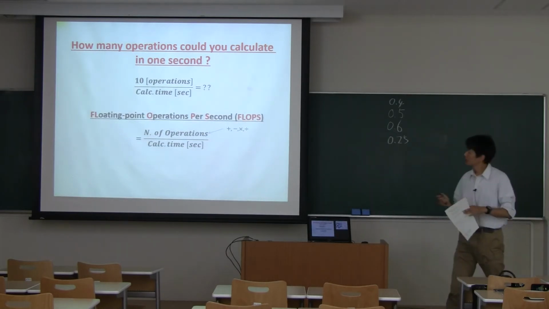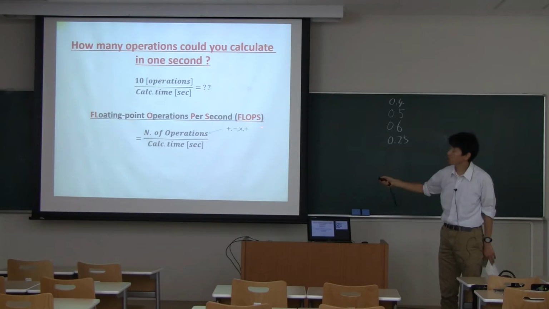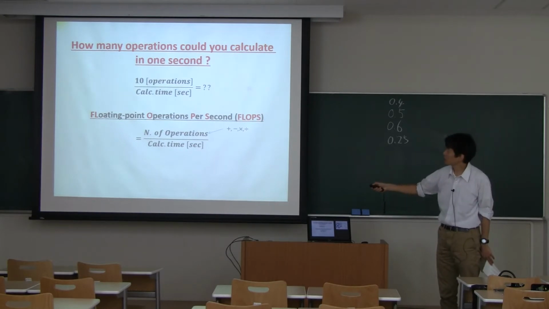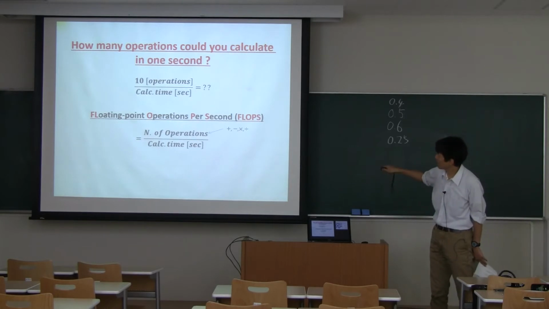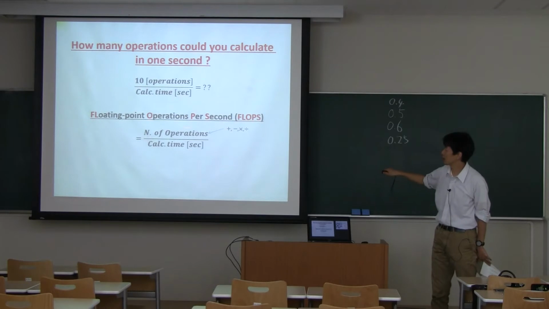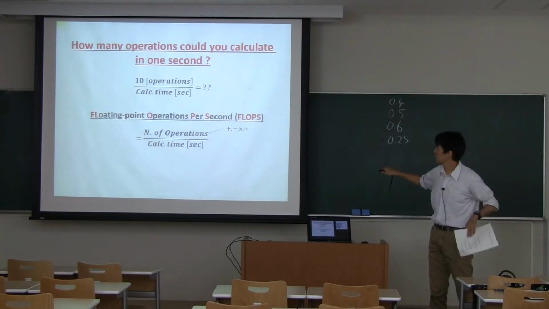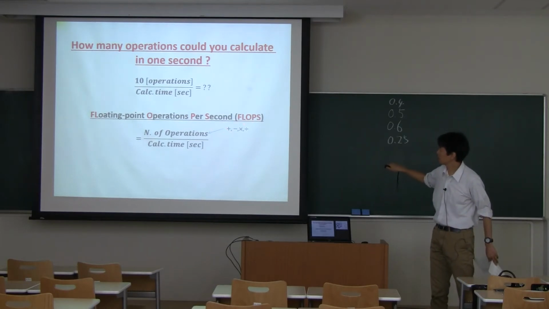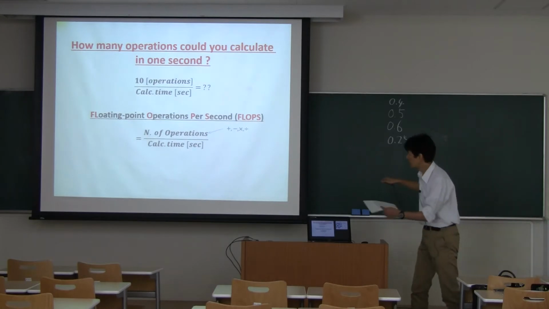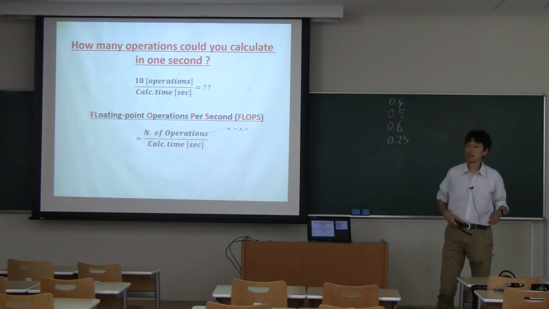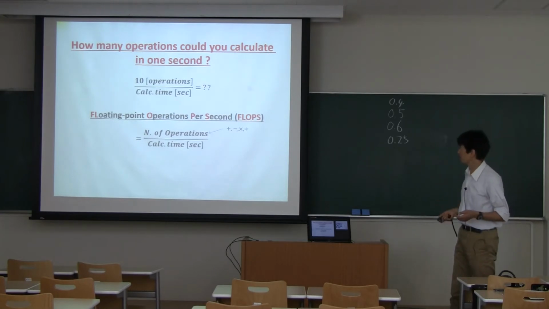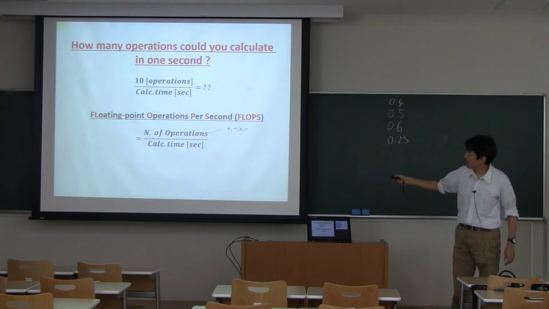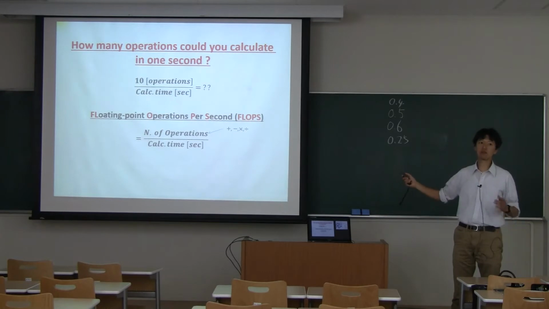Okay. This value defines FLOPS. It is defined as floating point operations per second. That means the floating point operations are, at the moment, plus, minus, multiply, and division. And floating point means the operations for decimal fractions. So this is an indicator of computing performance.